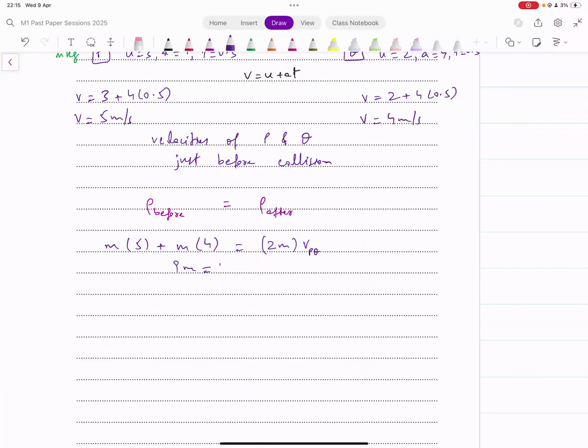9m equals 2m velocity of PQ. So the velocity of PQ turns out to be 4.5 meters per second. Yes, that's the velocity just after collision. That's the velocity of the combined particle now.